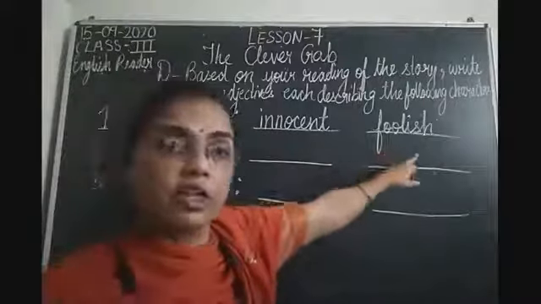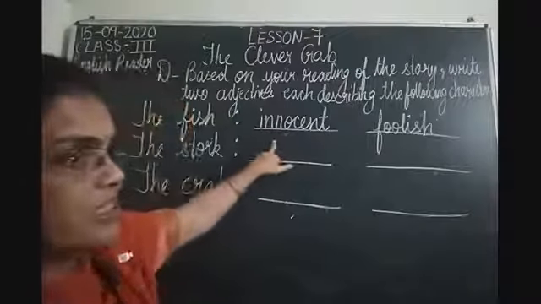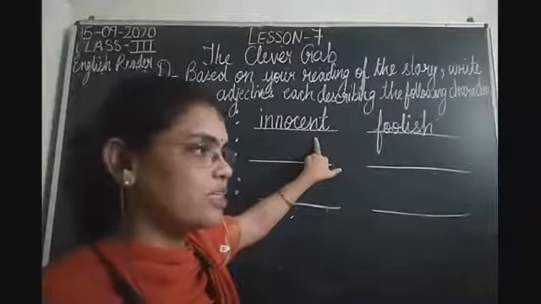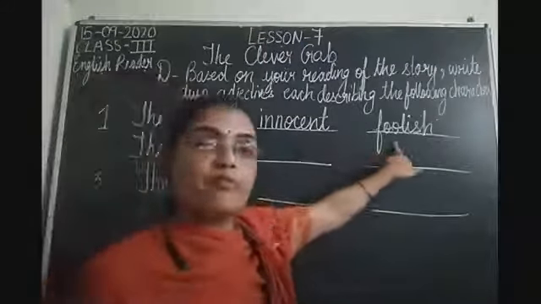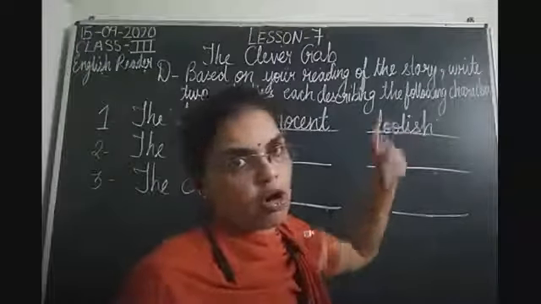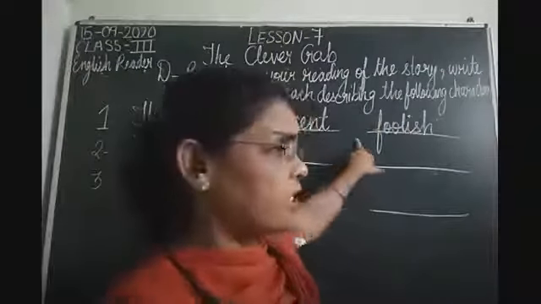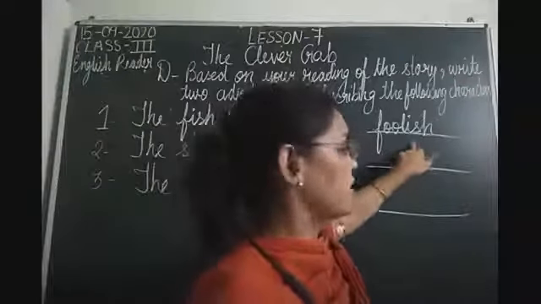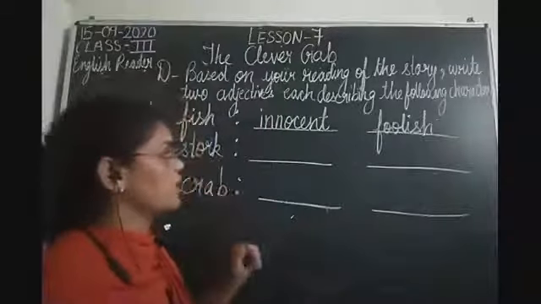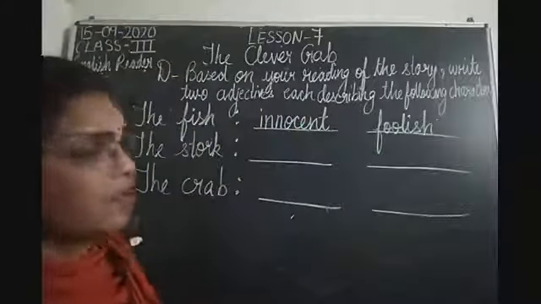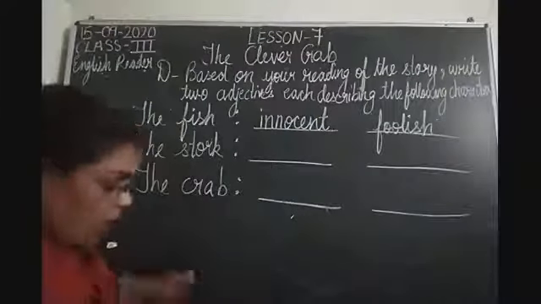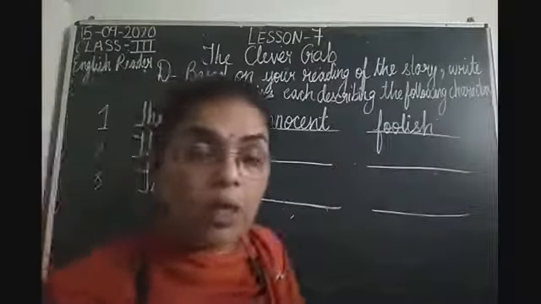इनोसेंट एंड फुलिश। द स्पेलिंग ऑफ इनोसेंट इज INNOCENT, इनोसेंट। और फुलिश की स्पेलिंग क्या है? फुलिश मतलब बेवकूफ थी, उनको स्टॉक ने बेवकूफ बनाया और खा गया। सो द स्पेलिंग ऑफ फुलिश इज FOOLISH। सो फिश के लिए कौन से 2 एडजेक्टिव्स हैं? इनोसेंट एंड फुलिश। नाउ लेट्स टॉक अबाउट द स्टॉक। अब स्टॉक कैसा था?